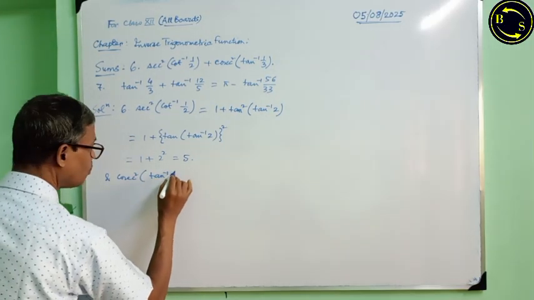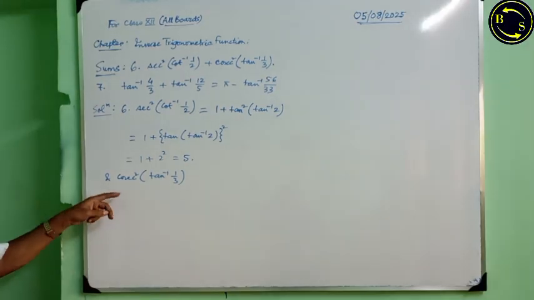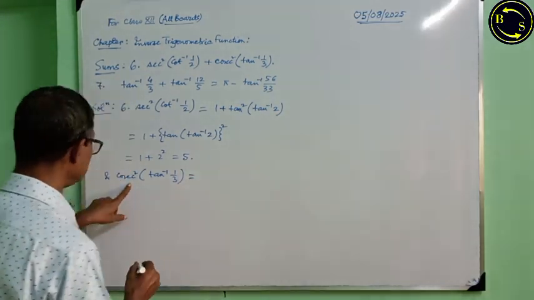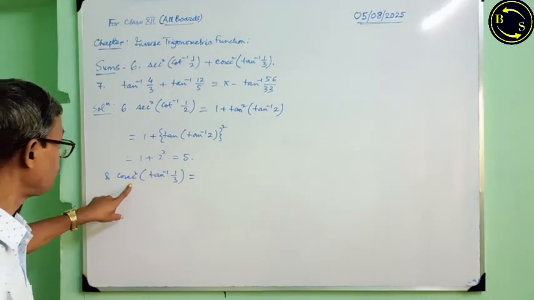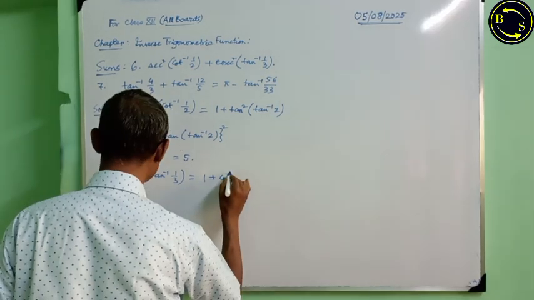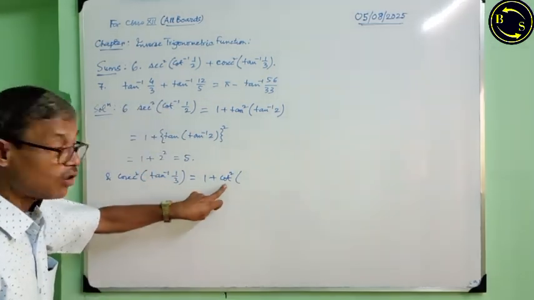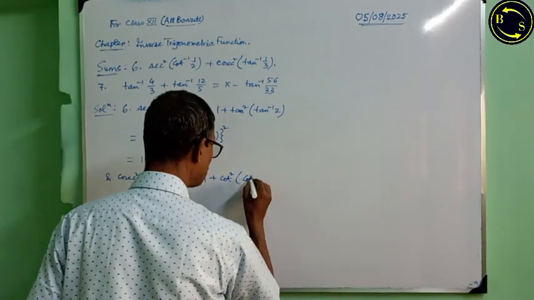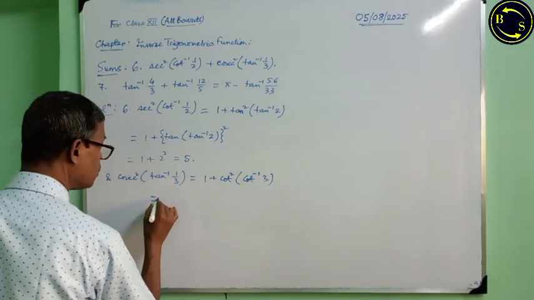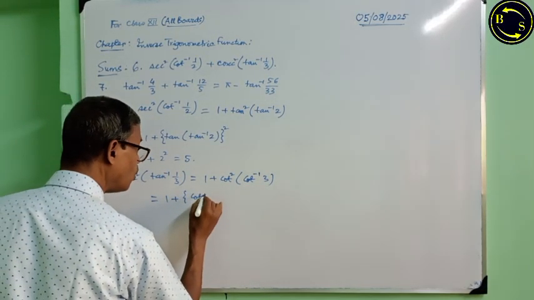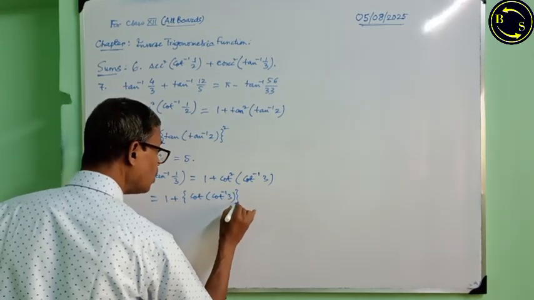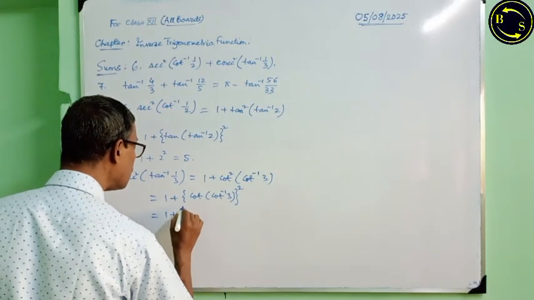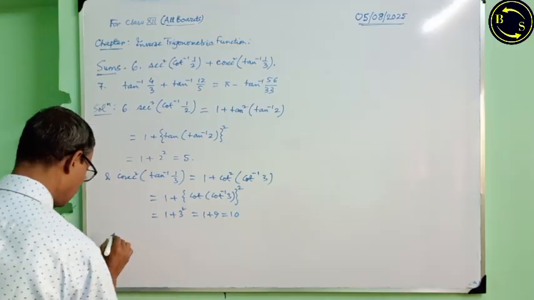First I apply cosec square theta equal to 1 plus cot square theta. Now since there is cot, I convert that tan inverse 1 by 3 in the form cot inverse 3, that is equal to 1 plus cot of cot inverse 3 whole square. 1 plus cot of cot inverse 3 is 3 square. 1 plus 9, 10.